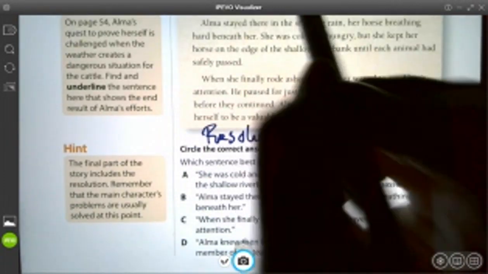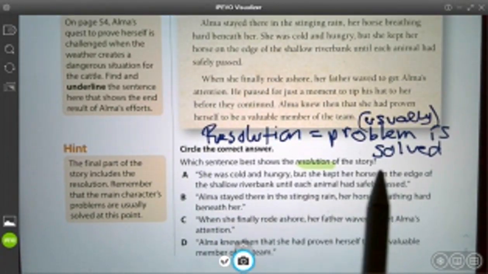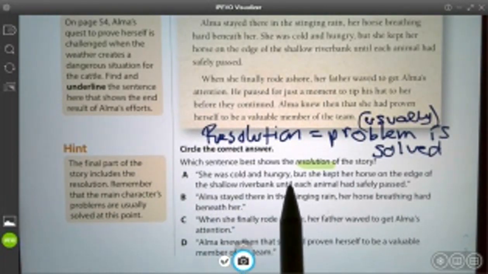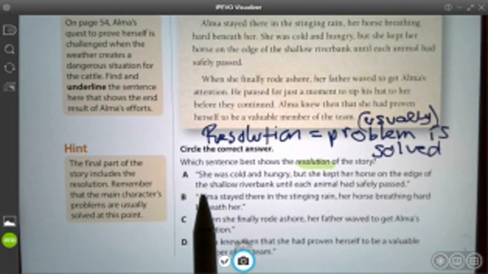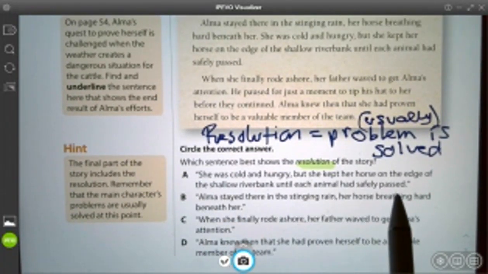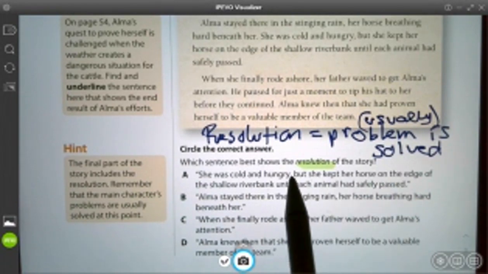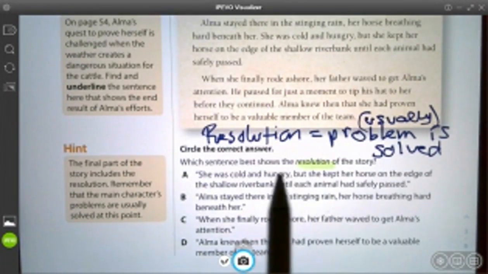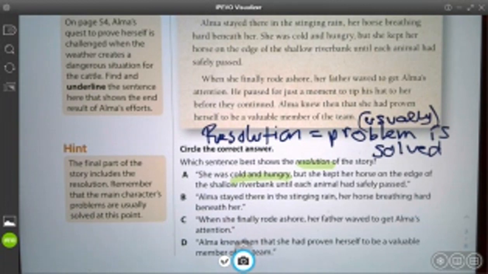All right, so let's take a look. Which sentence shows the resolution? A says she was cold and hungry, but she kept her horse on the edge of the shallow riverbank until each animal had safely passed. So she doesn't have all of her problems solved here because she's cold and hungry still. Everything hasn't passed yet. Okay.